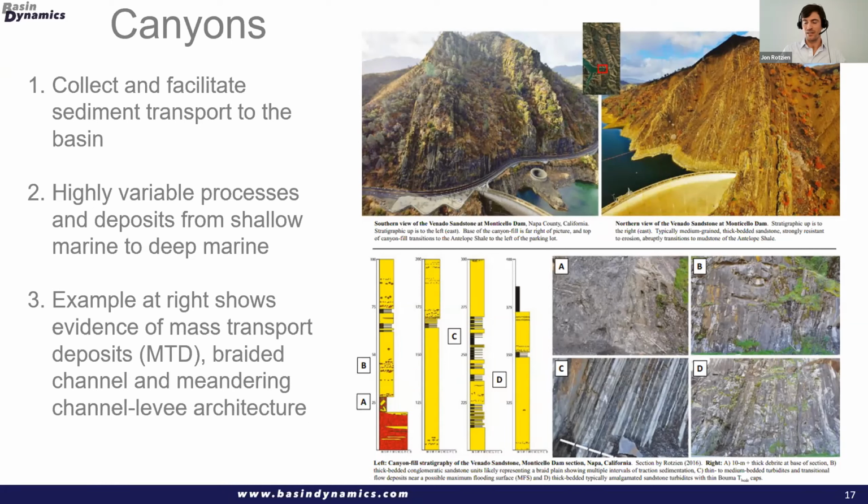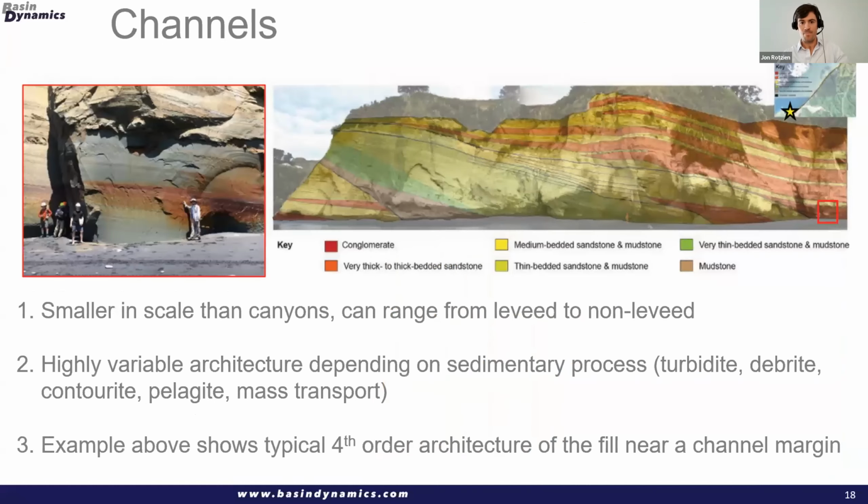And this can show a wide variety of different types of deposits that we've previously discussed. MTDs, slumps, slides, matrix and clast supported conglomerate, and evidence of very sandy deposits that may represent a deep water braided system versus the interbedded sandstone and mudstone that may represent a levee channel system. This is also one of the type sections for understanding sequence stratigraphy along active margins. This is the Venado sandstone of California.